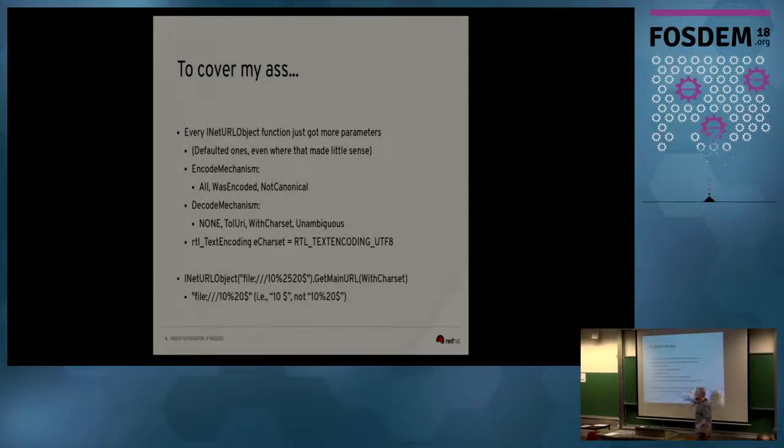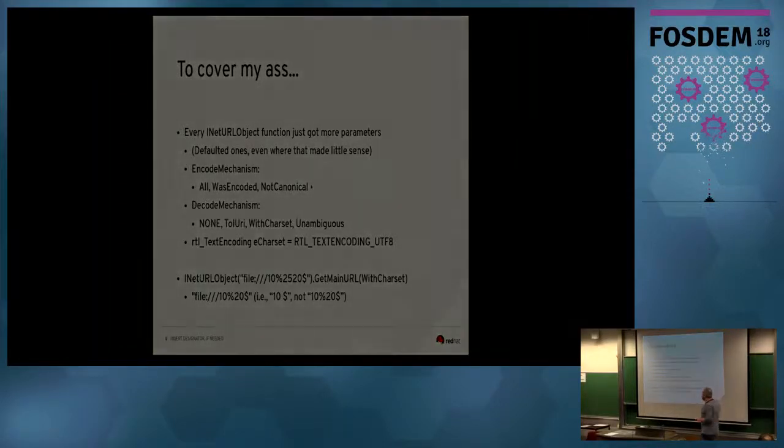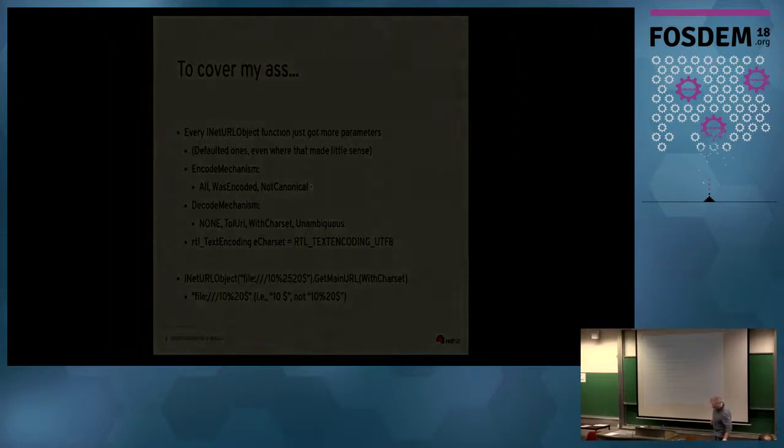So there's a function getMainURL that gives you the whole URL back, and that takes a decode mechanism. This is the thing that I defaulted to something, and I have 4 different ways to get this thing back. This is either decode nothing, or decode to an internationalized URI, that is with umlauts intact. And there's this WithCharset that decodes everything, despite the name being somewhat vague, but it's really a blow-up in this case. And then there's this Unambiguous that came later only, because of too many problems.